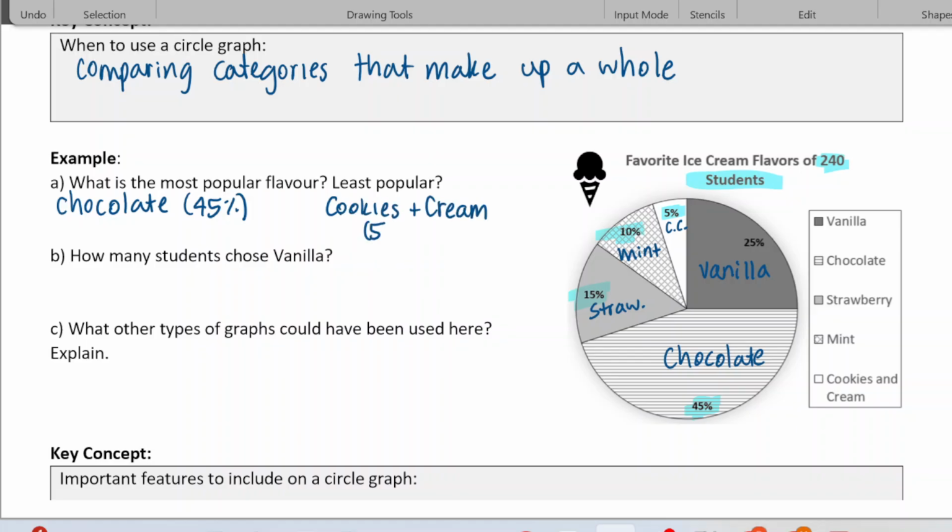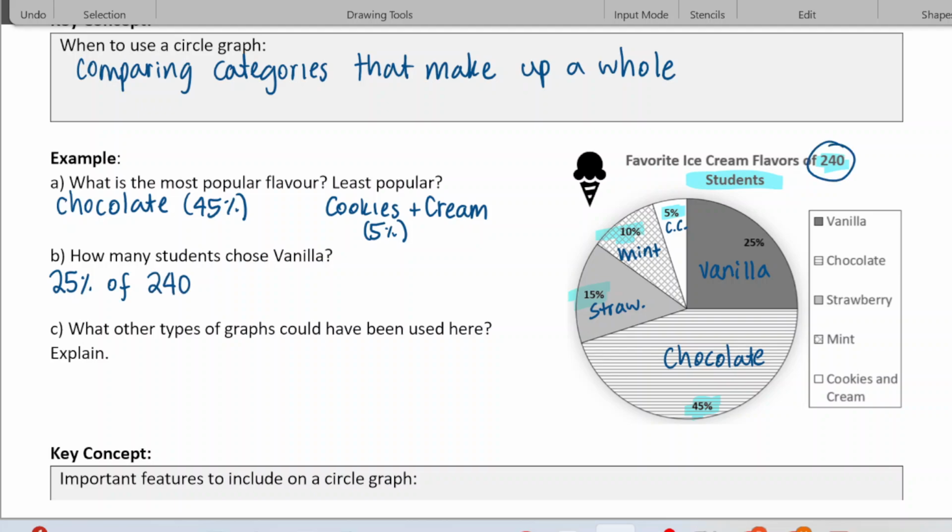And we see the least popular is cookies and cream at only 5%, right? How many students chose vanilla? So let's look for vanilla, 25%. But it says how many students, not the percentage. So we want to figure out what 25% of the total is. So 240.